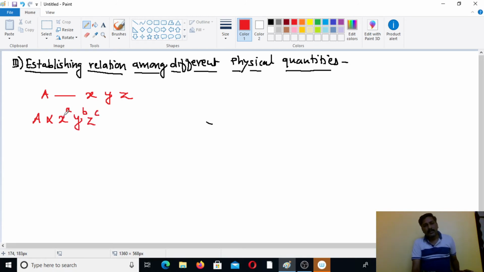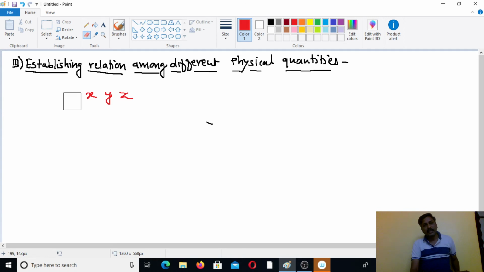Then what is the power of x? What is the power of y? What is the power of z? If we get those powers, then we can easily relate how A is related with x, how A is related with y, and how A is related with z. And this relationship we can easily find out using dimensional analysis.